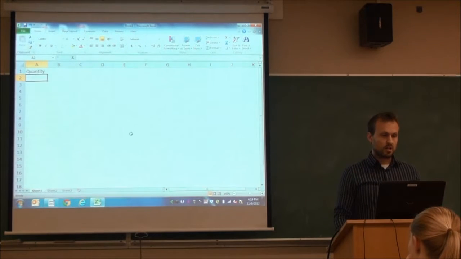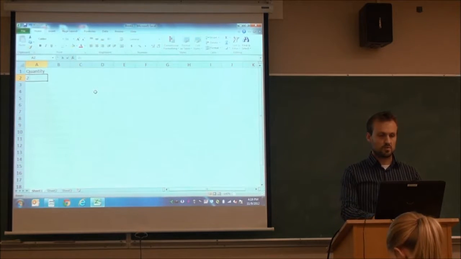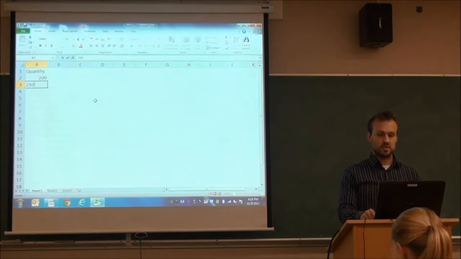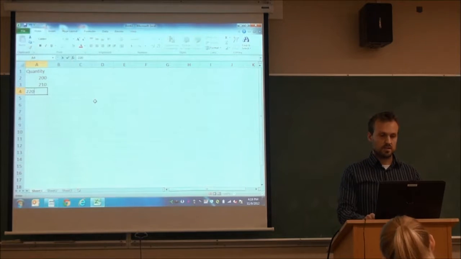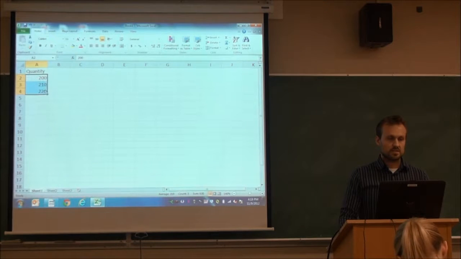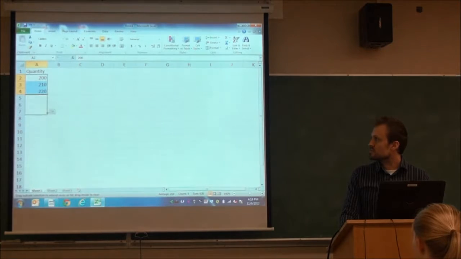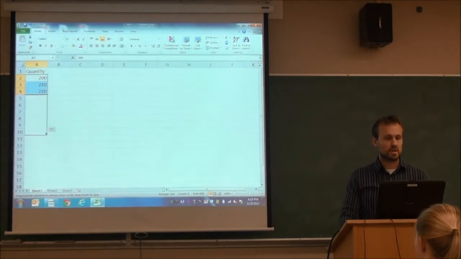And I want to make a column of quantity values. Let's suppose we start with 200, and the next one is 210, 220, and so on. Excel is going to recognize that this is increasing by 10, and if I drag it down, it will keep increasing the next one by 10, 10, 10. Let's go all the way to 600.